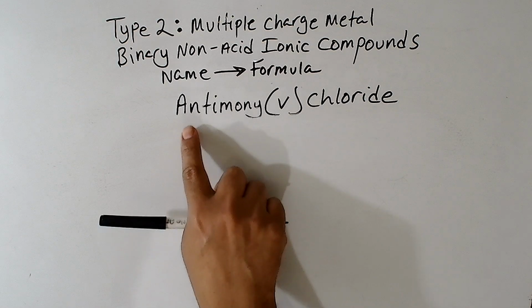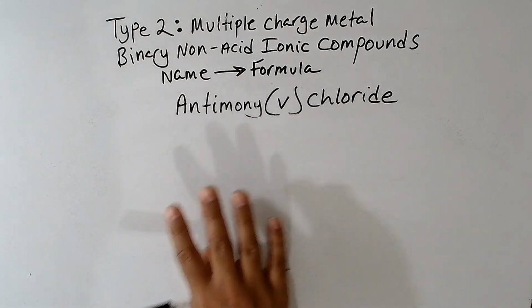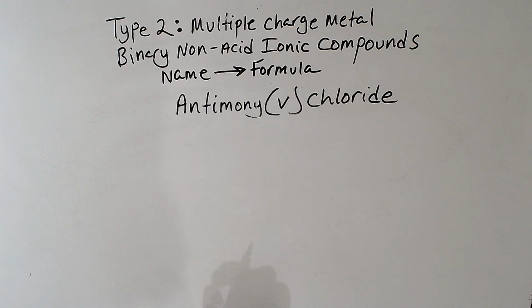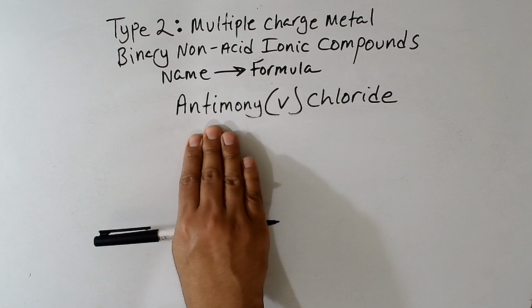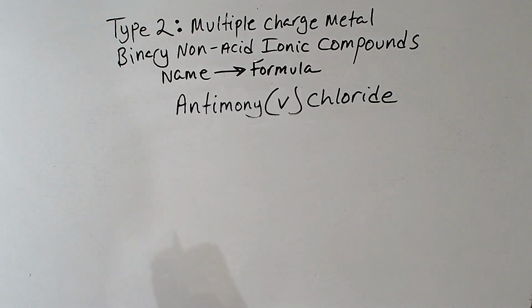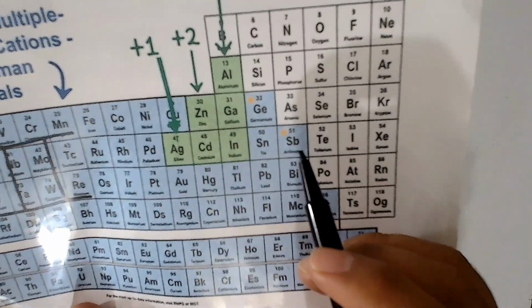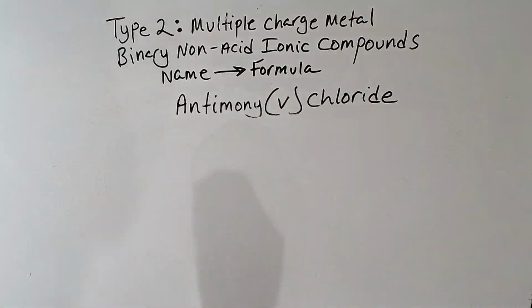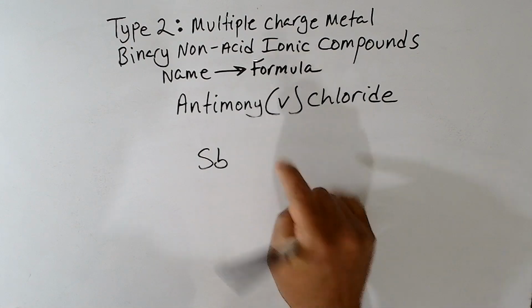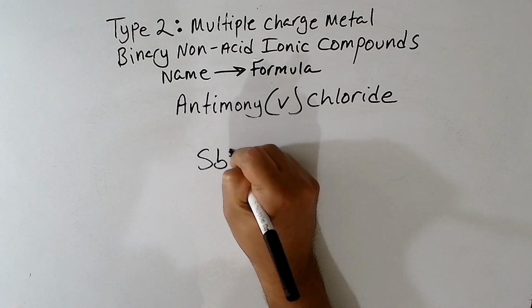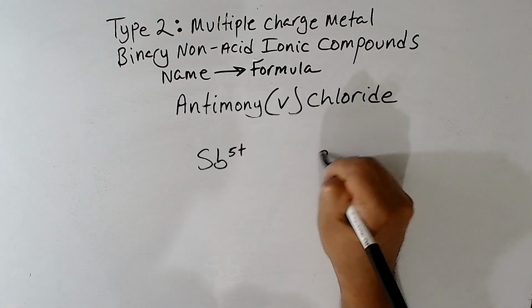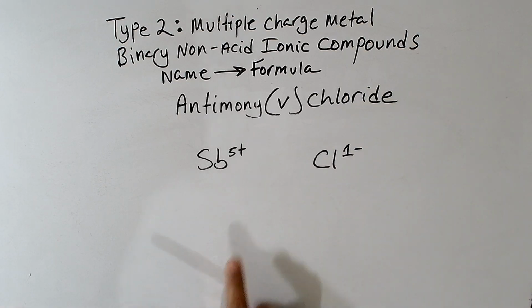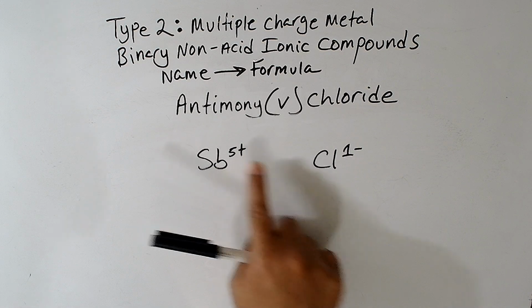Okay, so now we're looking at antimony(V) chloride. This compound is a little bit different. Why? Because the cation, instead of being a metal, is a metalloid, but it happens to be one of the ones that I told you to remember. And antimony is right here. Its chemical symbol is Sb. So the first step, remember, is to write the chemical symbols and their charges. I know I'm going to have 5 plus. My chloride, Cl, 1 minus. My numbers are different. I have a 5 and I have a 1.